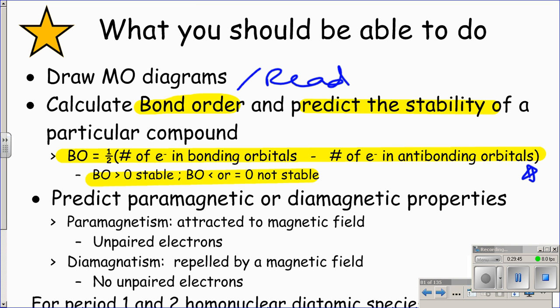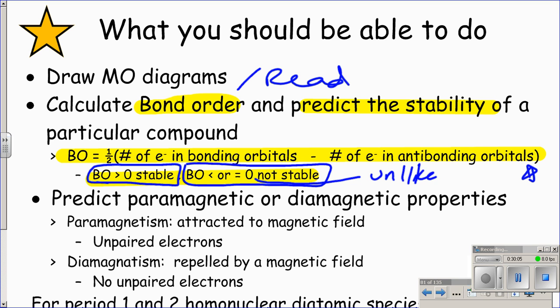So if when you do your calculation, the bond order is greater than 0, it's stable enough to exist in nature, and it will naturally occur. If it's less than 0 or equal to 0, it's not stable. Definitely if it's less than 0, it's probably never going to exist in nature. If it's 0, it's very unlikely to exist in nature, because there are some things with a bond order of 0, and they do barely exist in nature.